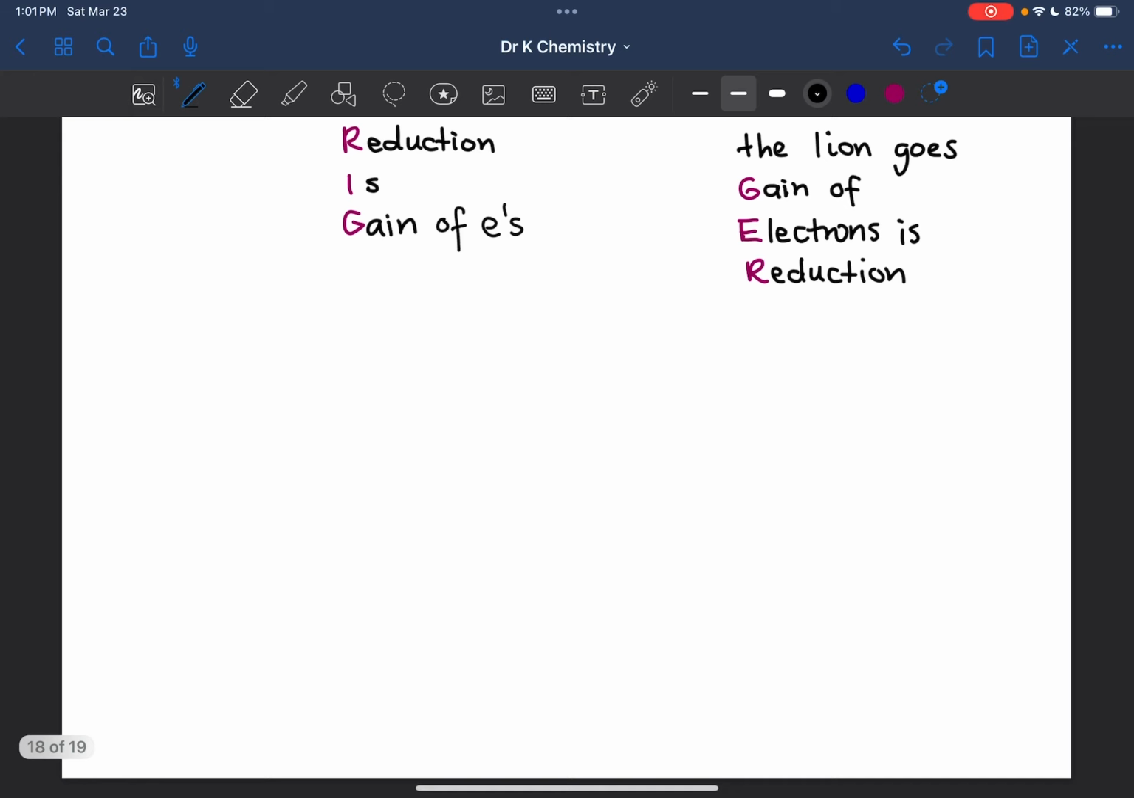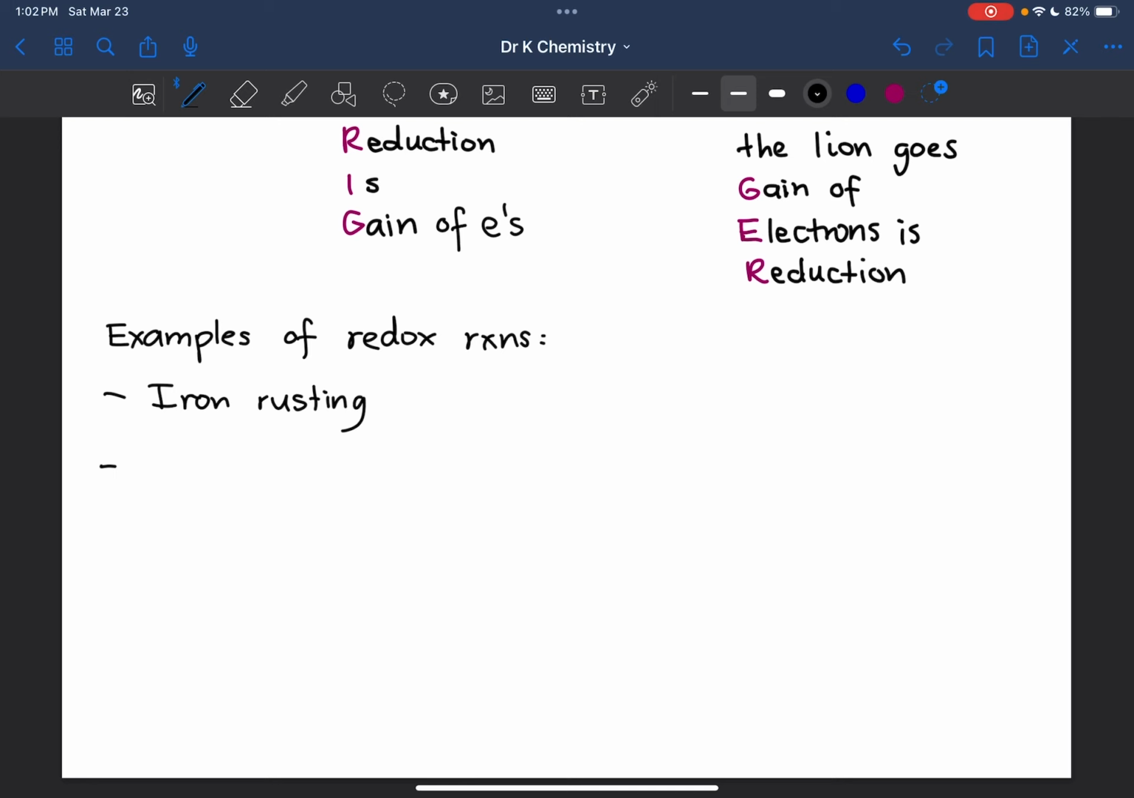Okay, there are a few different examples of redox reactions in real life. One of them is iron rusting. So iron rusting is an example of an oxidation reaction when the surface of iron is exposed to oxygen and it forms an oxidation product. Silver tarnishing. So when silver develops a black coating over time, that is an example of oxidation. Or when chips turn stale, if they are exposed to oxygen for a long period of time, that is an example of oxidation.